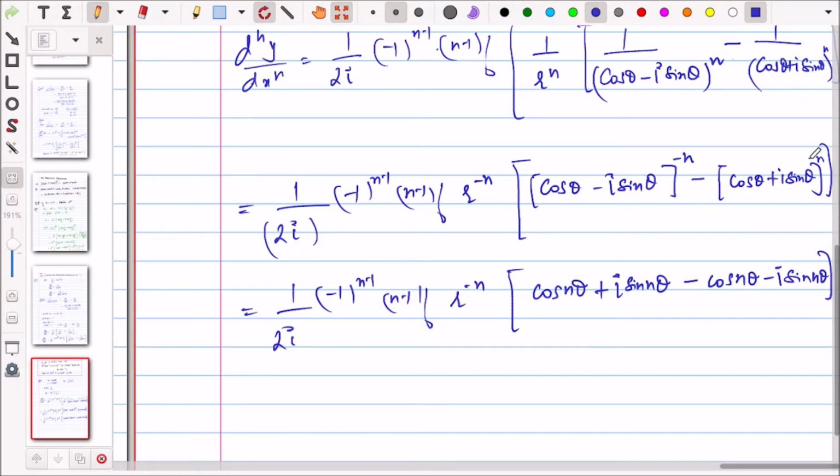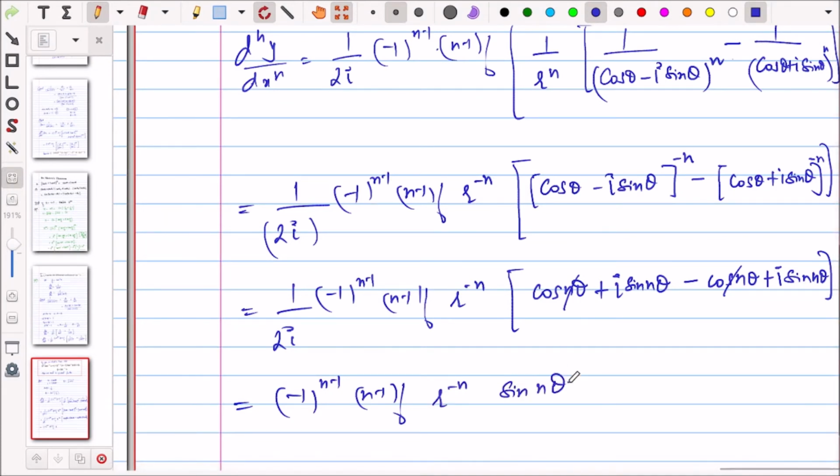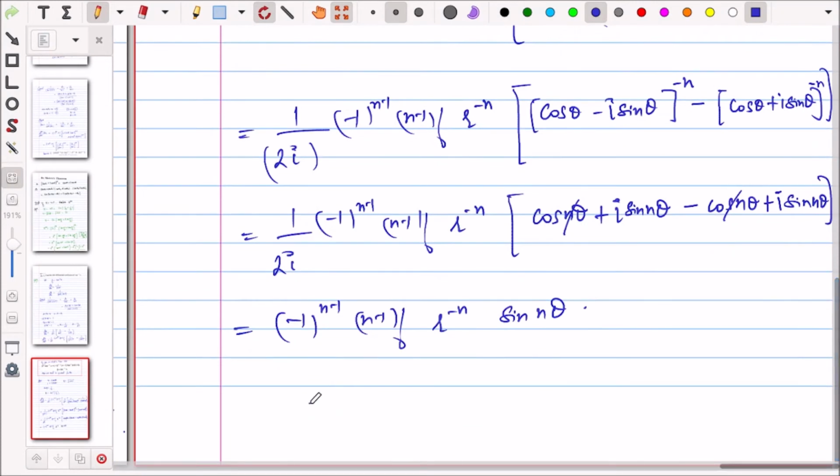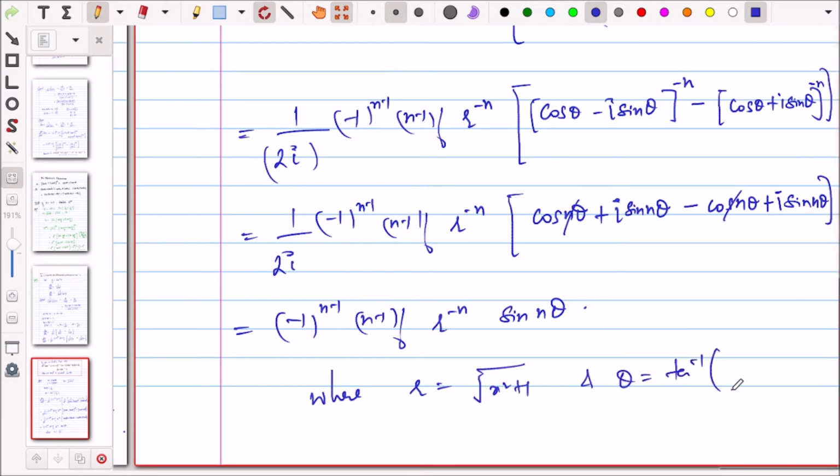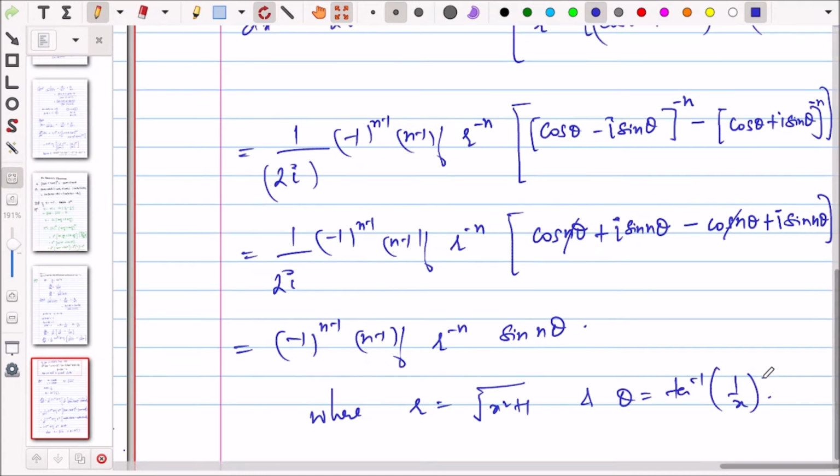Sorry, this is minus n, so this will become plus, this one will become plus. So these two terms get cancelled, you get 2i. So this 2i and this 2i get cancelled, so you are left with minus 1 to the power n minus 1, n minus 1 factorial, r to the power minus n sin n theta, where r is equal to root x square plus 1 and theta is equal to tan inverse 1 by x.